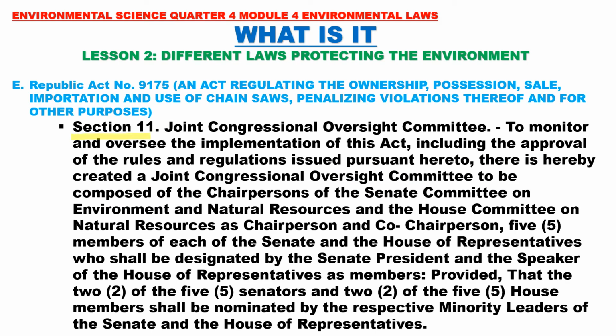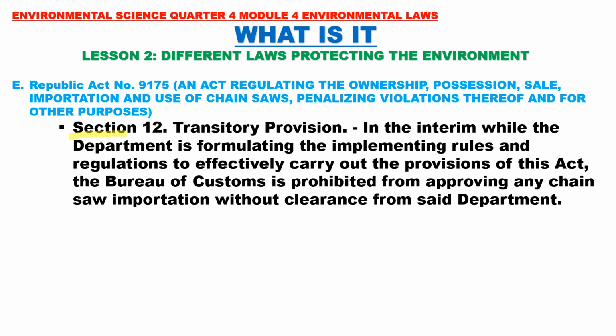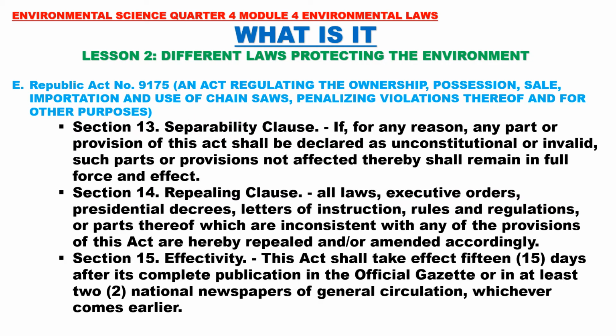Section 11 of RA 9175 states the creation of the Joint Congressional Oversight Committee to monitor and oversee the implementation of this Act, including the approval of the rules and regulations issued pursuant hereto. Section 12 of RA 9175 states the transitory provision. It states that the Bureau of Customs is prohibited from approving any chainsaw importation without clearance from the said department. Section 13 of RA 9175 states the separability clause, Section 14 the repealing clause, and Section 15 the effectivity.